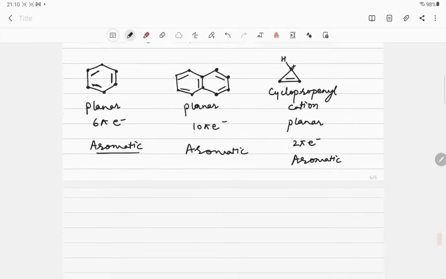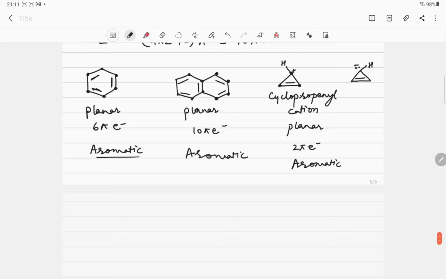But what if I take the exact same type, cyclopropenyl anion? If I take this species, cyclopropenyl anion, is it aromatic? Here, the molecule is planar, but what about the number of pi electrons? The number of electrons which will be delocalized is 4. So it is not following the 4n plus 2 rule. That is why it is not an aromatic compound. It is anti-aromatic, or you may write it is not aromatic.